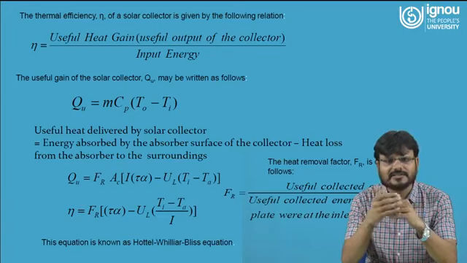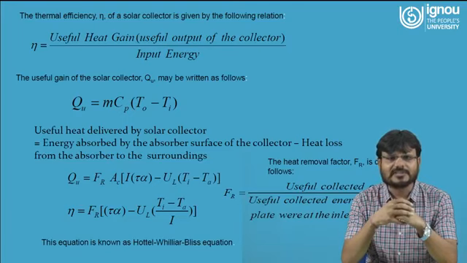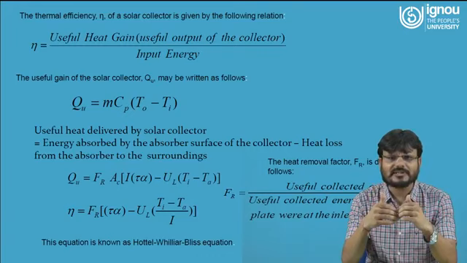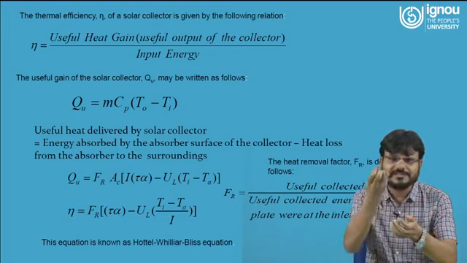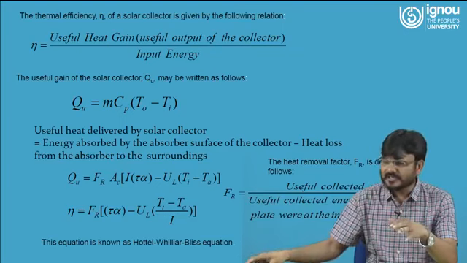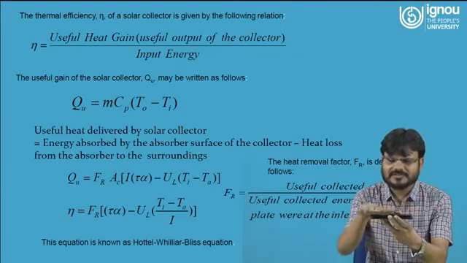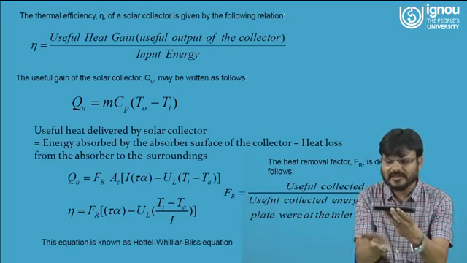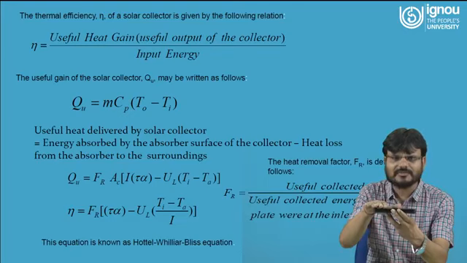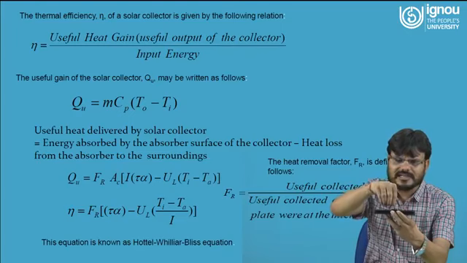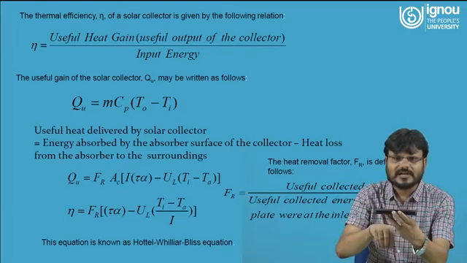Again you can understand by this how to calculate the useful heat delivered by the solar collector: energy absorbed by the absorber surface of the collector minus heat loss from the absorber to the surroundings. So how much energy is trapped by the solar collector? How can you calculate it? Suppose this is the upper glass cover, right? And this is a chamber, and there is a glass cover above the chamber. Now what will happen? Heat will come onto the glass, and this heat will be transferred to the absorber.